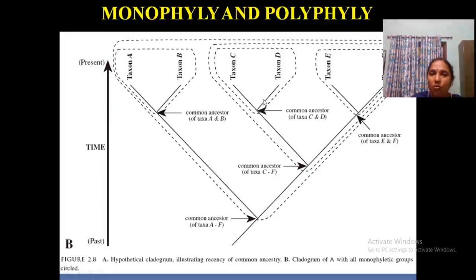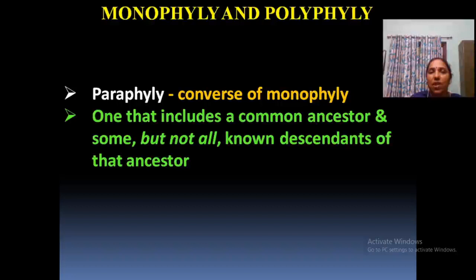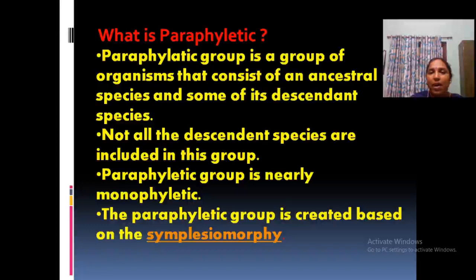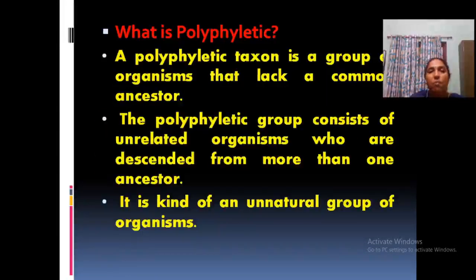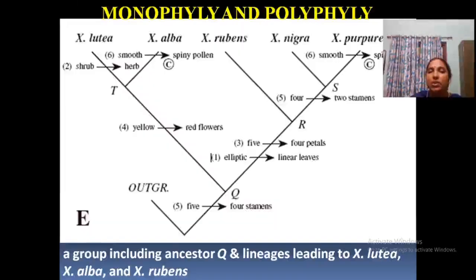This is a small monophyletic group because its ancestor and its descendants are there. This is also a large monophyletic group, because the common ancestor and all its descendants are there. Clear? Then paraphyly is actually the converse of monophyly, meaning some of its descendants only. Paraphyletic is a group containing an ancestor species and some of its descendants. It is nearly monophyletic. Okay, it is created based on symplesiomorphy. Polyphyly is not at all related, no common ancestor. It is an unnatural group of organisms.